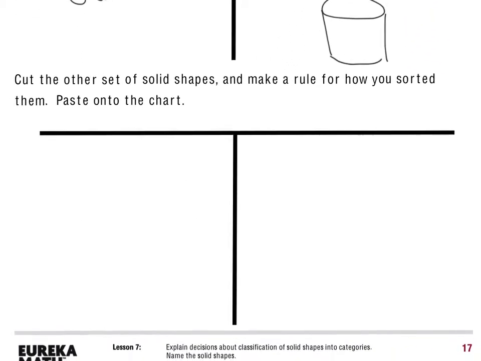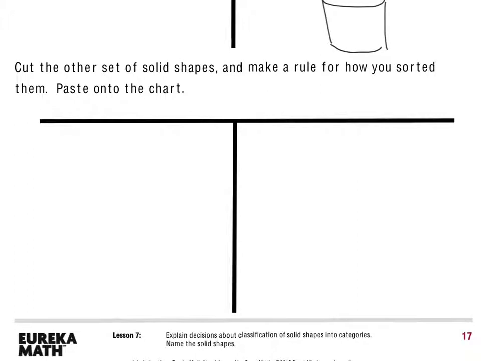This second part down below, cut the other set of solid shapes and make a rule for how you sorted them. Paste onto the chart. So again, I'm not going to cut and paste these out. I'm going to draw these ones in, and I'm going to kind of sort these by whether they have the flat faces and whether they don't or do not.